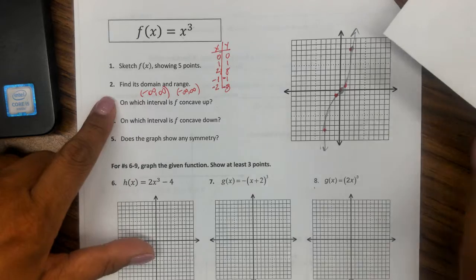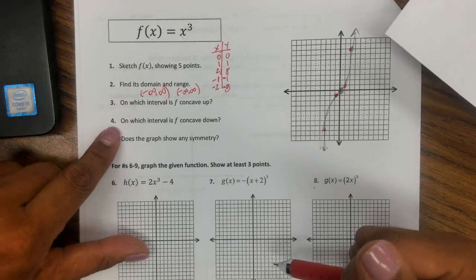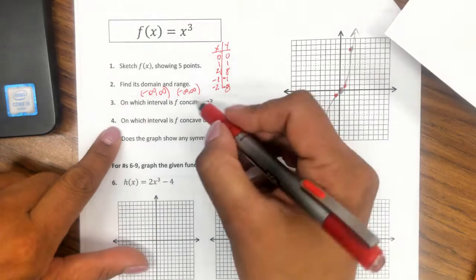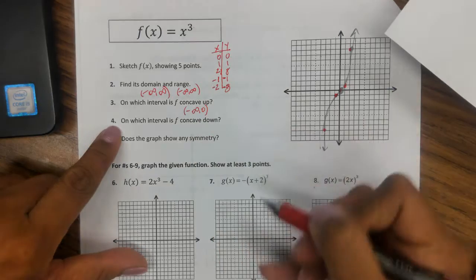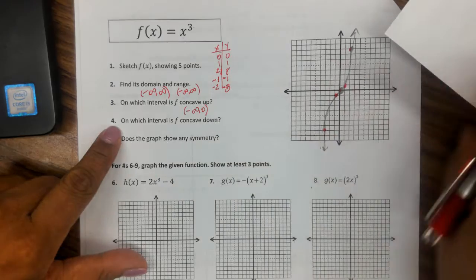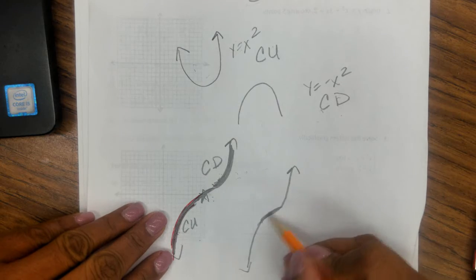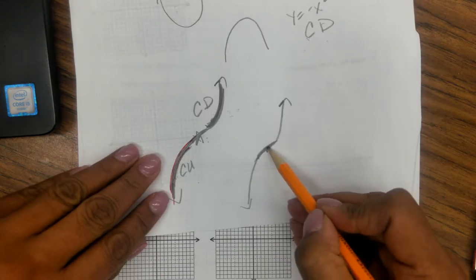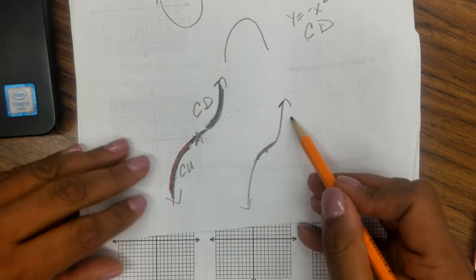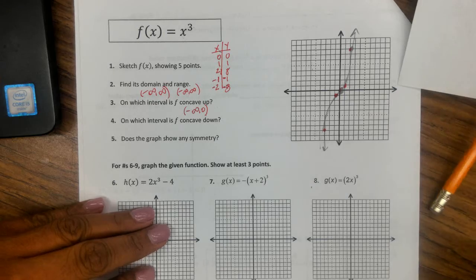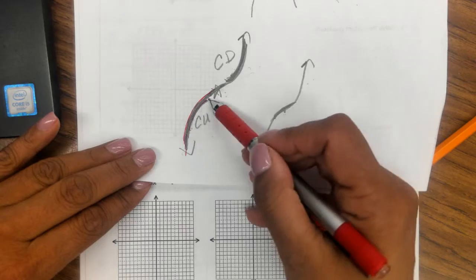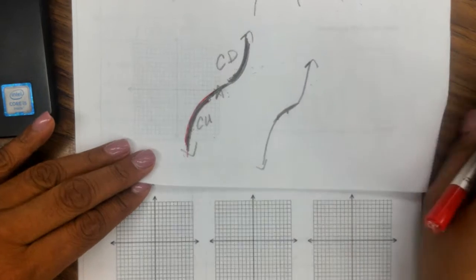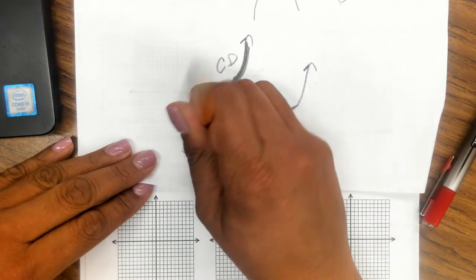Pause the video if you were stuck the first time, do 3 and 4. If you weren't stuck the first time, here's the answer. It's concave up from negative infinity to 0. We're not going to include 0 because I have no idea what it's doing at 0. Exactly 0 is where it changes concavity, so we're not going to include 0. And it's concave... Did I make a mistake here? I did make a mistake, so sorry.